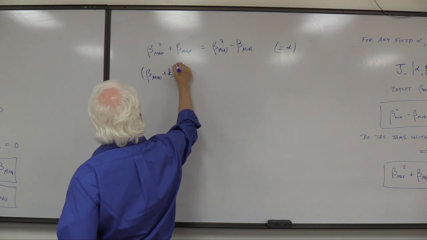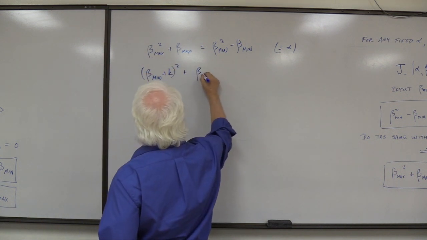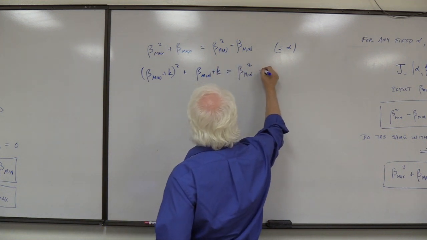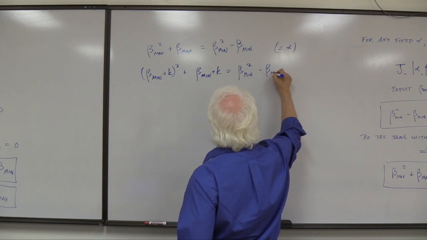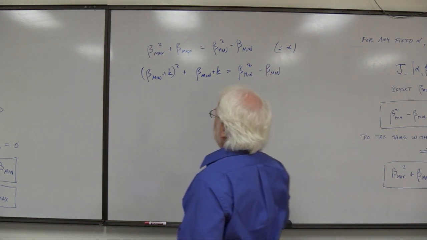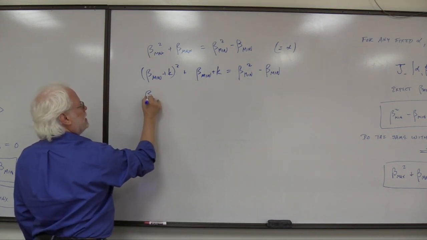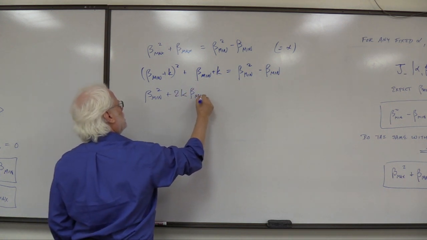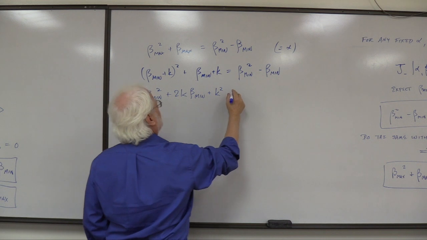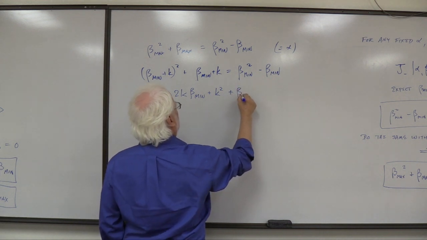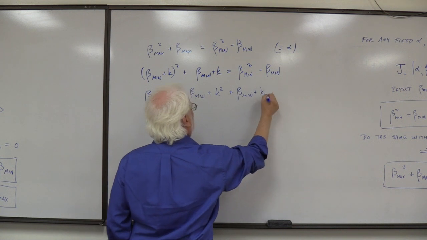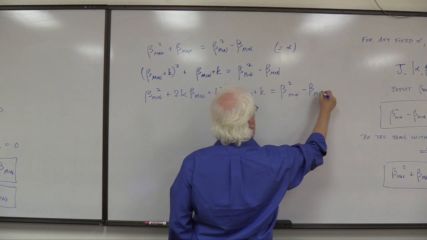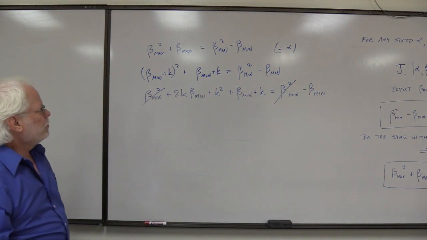So beta min plus k squared plus beta min plus k has to be beta min squared minus beta min. Now we can just solve for beta min. The beta min squared will cancel, so those go out.